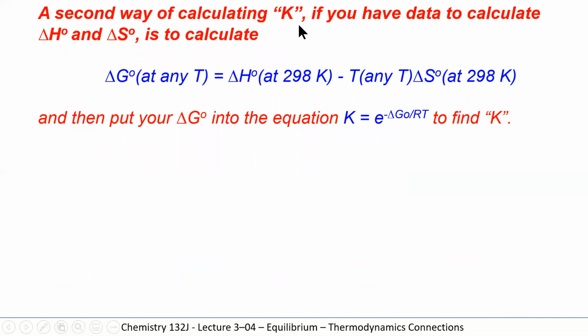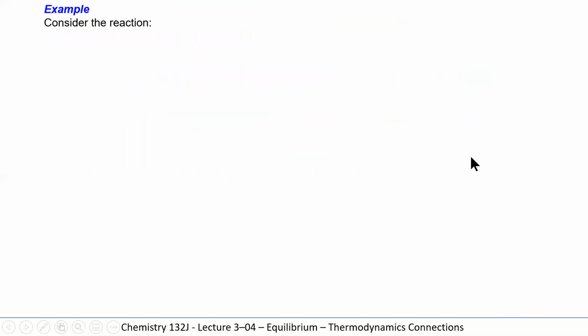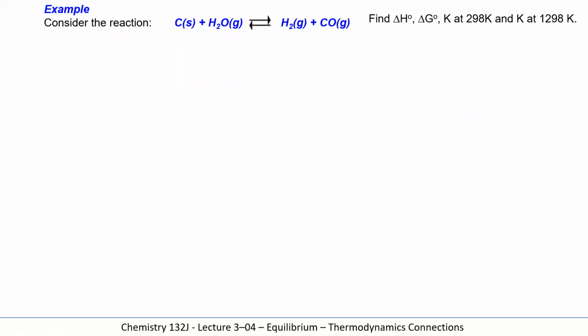We're gonna look at a second way of calculating K. If you have data from thermodynamic tables, you can calculate delta H and delta S under standard conditions. Remember, delta G is delta H minus T delta S. And if you put delta G naught into this equation, you get K is equal to e to the power of delta G naught, I say naught sometimes, divided by RT. We can find K.